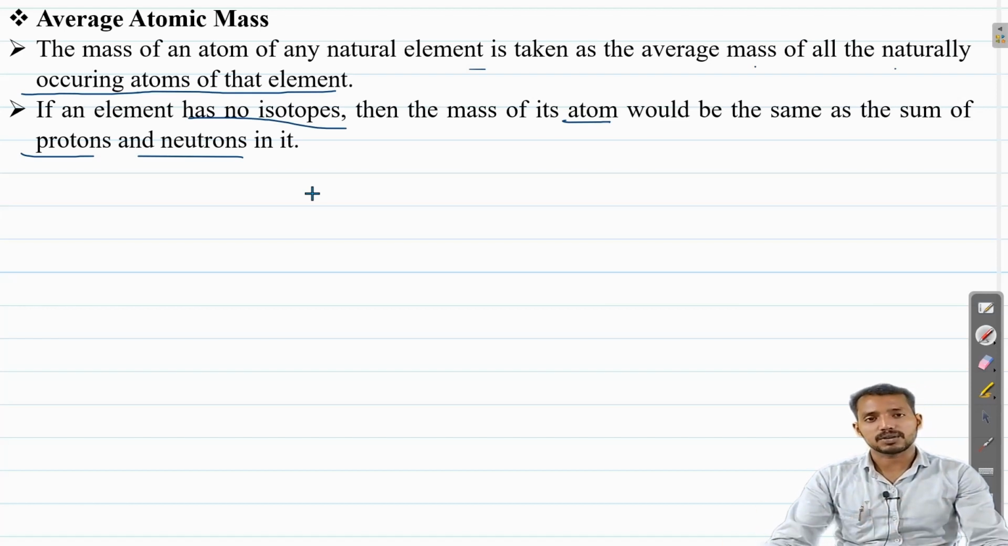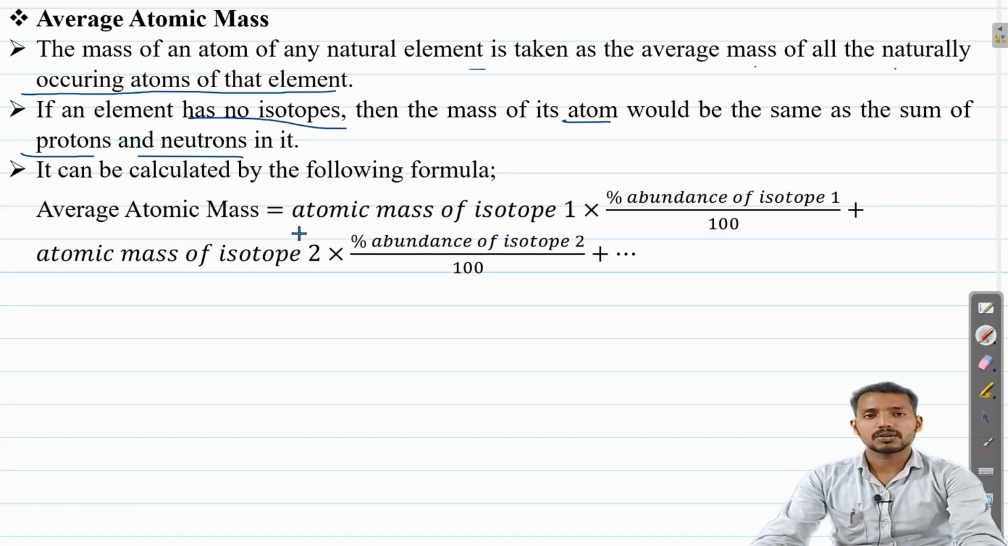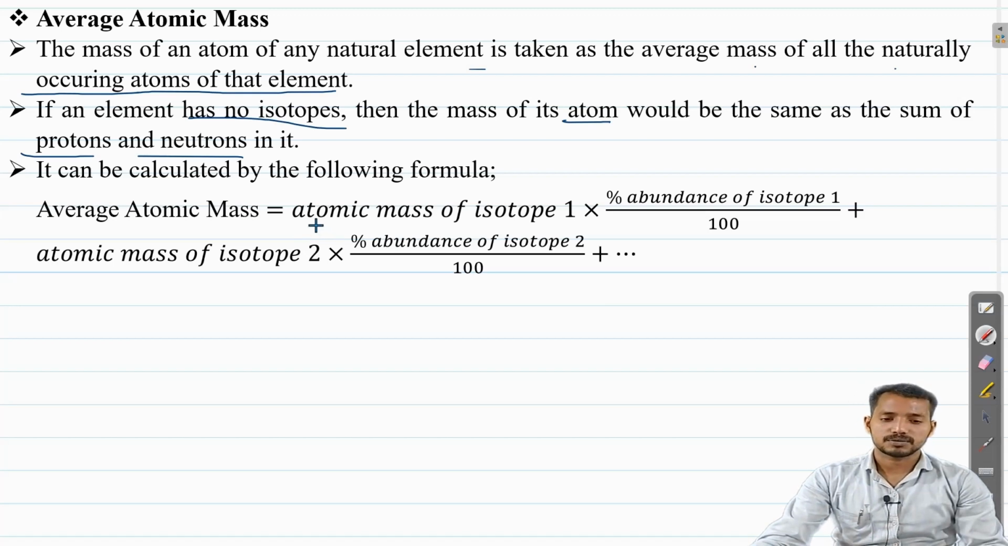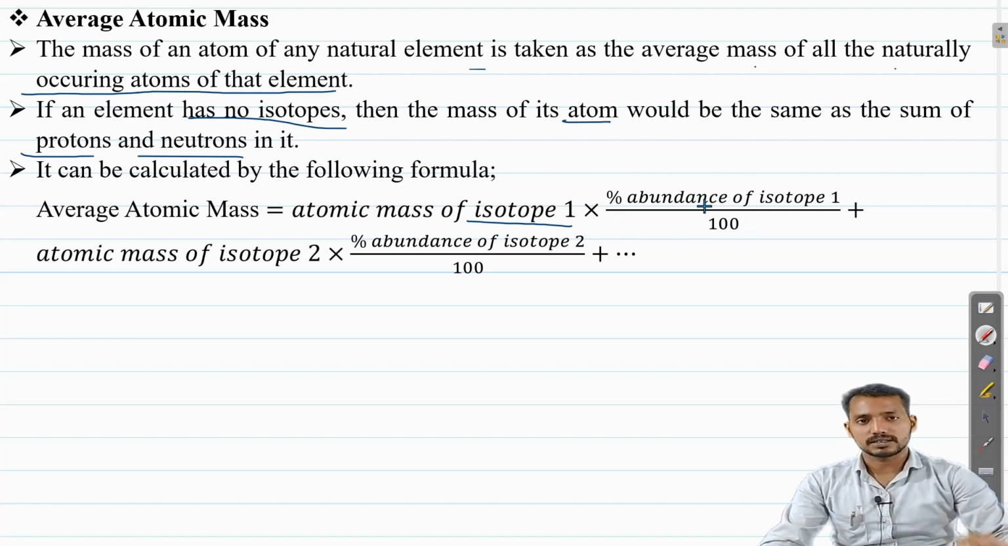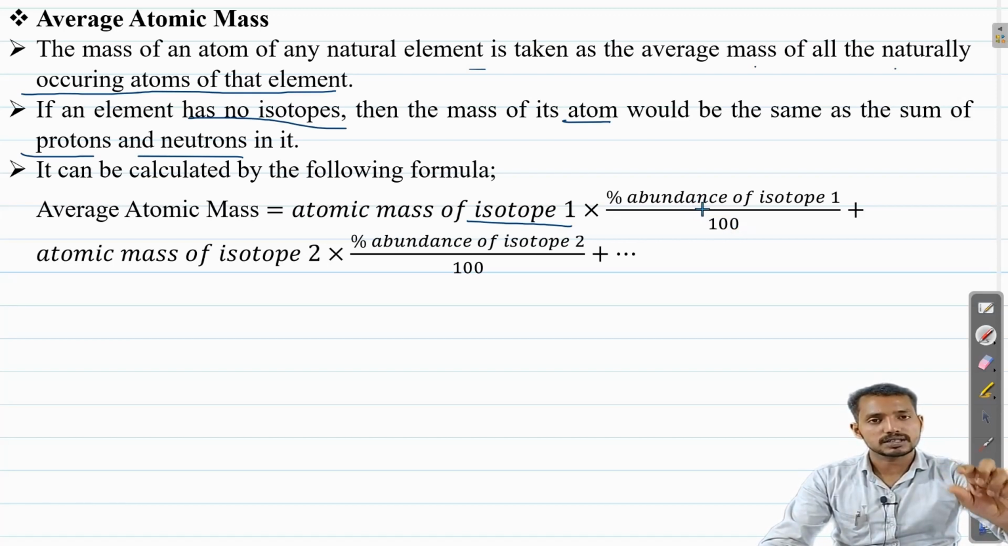which have different atomic masses. It is a mathematical formula which helps us to calculate or determine the average atomic mass. The average atomic mass is equal to the atomic mass of the first isotope multiplied by the percentage abundance of the isotope divided by 100. That means how much percentage of it is present in that sample. Clear? Divided by 100 means we are converting the percentage to a fraction.